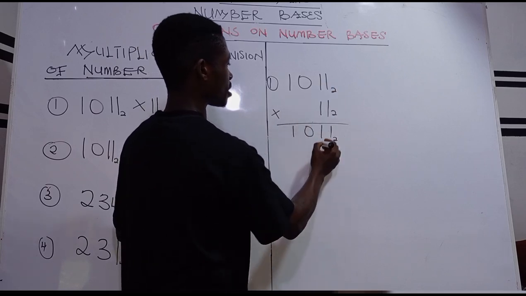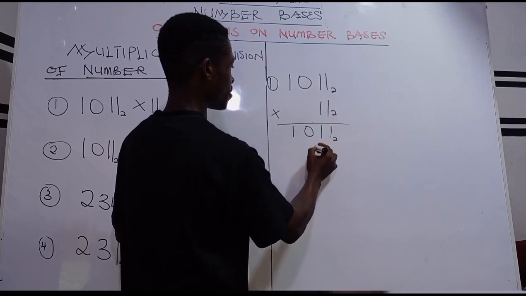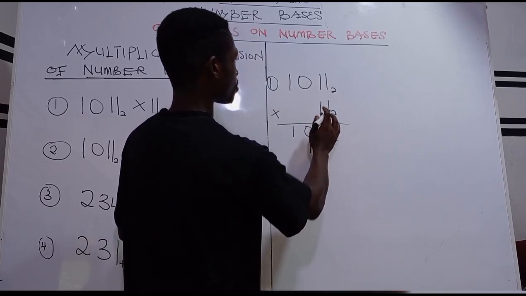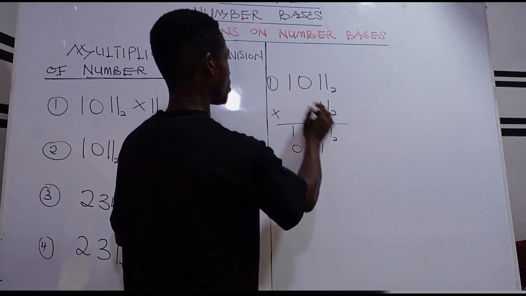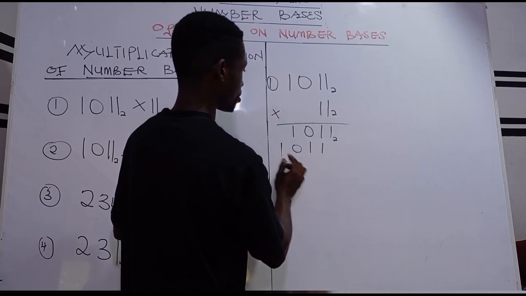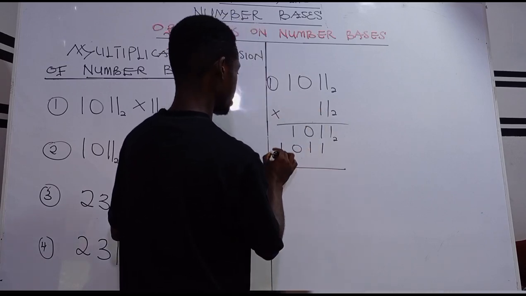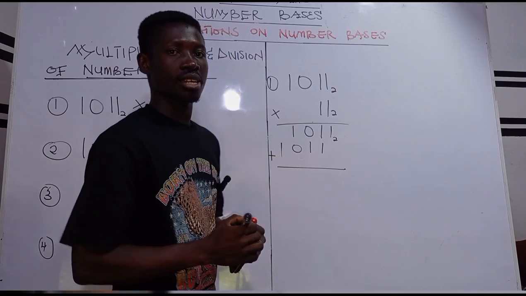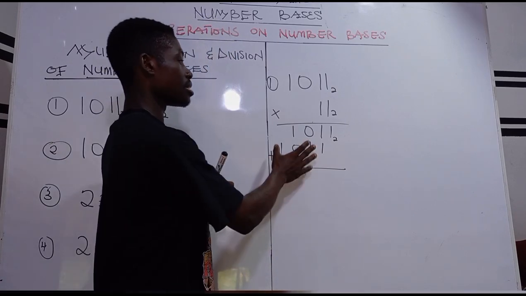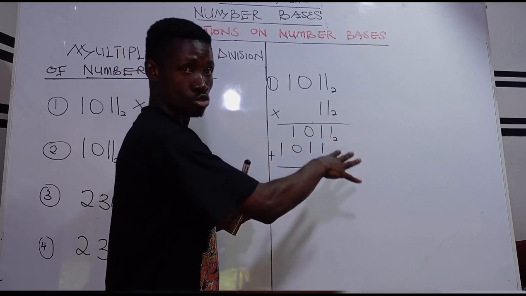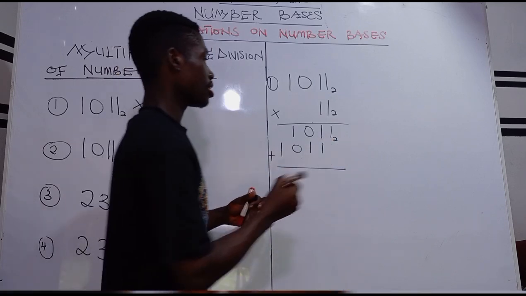1 times 1 will give us 1. 1 times 1 will give us 1. 1 times 0 will give us 0. And 1 times 1 will give us 1. Now the next thing is to sum them. But remember, the summation of these numbers must also be in base 2. Are you following? Good.